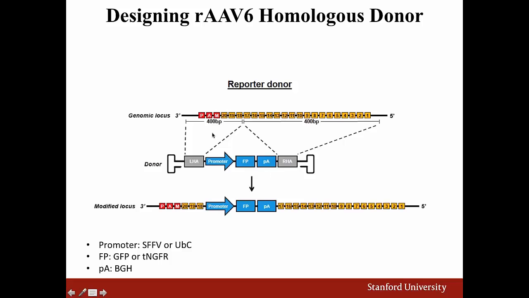And so showing the donor here, you have your 400 base pairs of homology on either side of the break, then you have a promoter driving a fluorescent protein with a poly A. For promoters, we recommend SFFV for a non-clinical or high-expressing viral promoter, or UBC as your clinical or non-viral promoter that leads to sustained expression. For fluorescent proteins, we recommend GFP. And if you want a cell surface marker to use for flow cytometry, we recommend the truncated NGFR receptor. And for poly A's, we usually use the BGH poly A. And so that would be the recommended way to design a reporter donor.